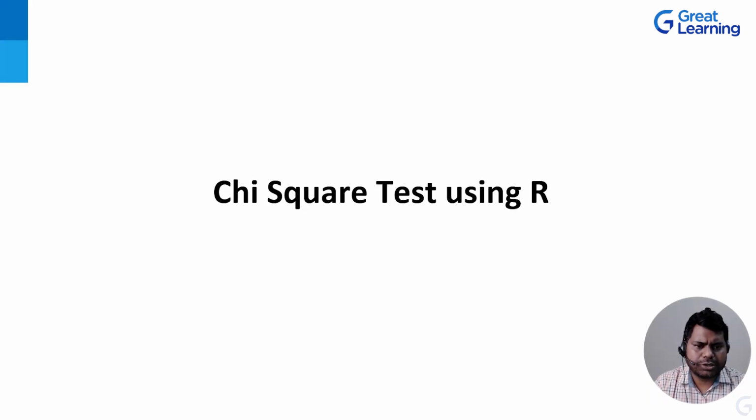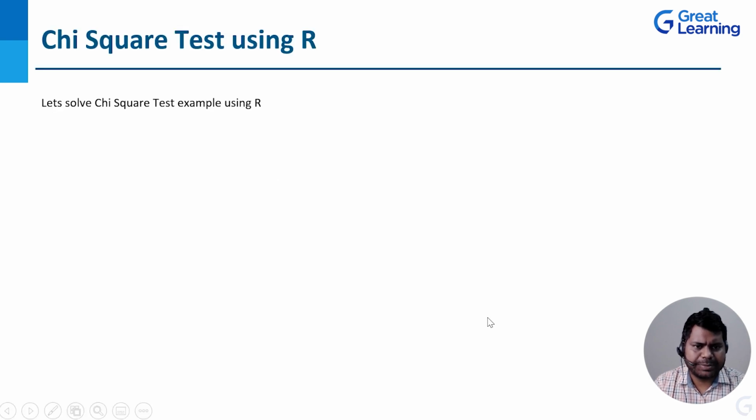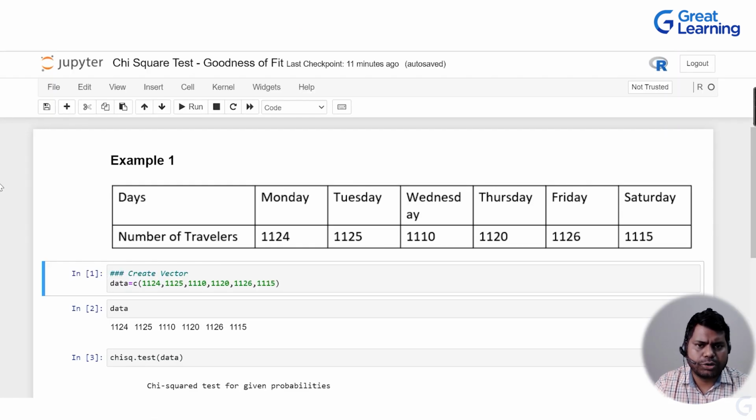Now moving on to the next topic, that is chi-square test using the R programming language. In this programming example, we will be solving goodness of fit. So without wasting any time, let's open our Jupyter notebook. So now our Jupyter notebook is open, and now let's come to this notebook. Here I have created a notebook earlier where we will be identifying whether there is any significant difference between the number of travelers traveling across the different weekdays.